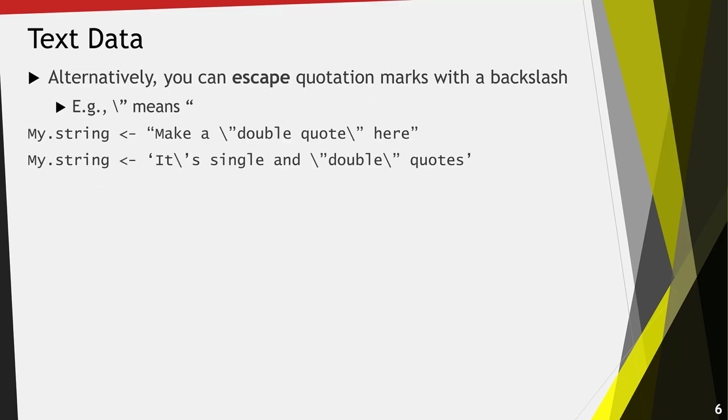As an alternative to mixing single and double quotes to get the string that you want, you can also escape quotation marks with a backslash. What that means is, when you'd like to include a quotation mark in your text, you use a backslash, then the particular quotation mark that you'd like to use. R knows that whenever you type a backslash, there's some sort of special character that will come after it that forms an escape sequence. In this case, you could include double quotes in a string using backslash double quote, or you could include single quotes in a string using backslash single quote.